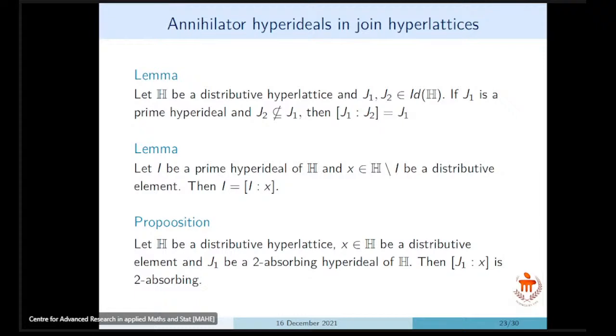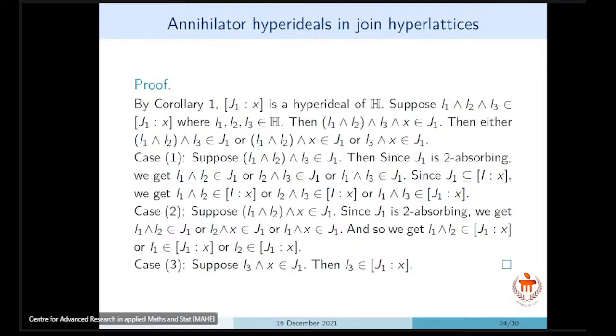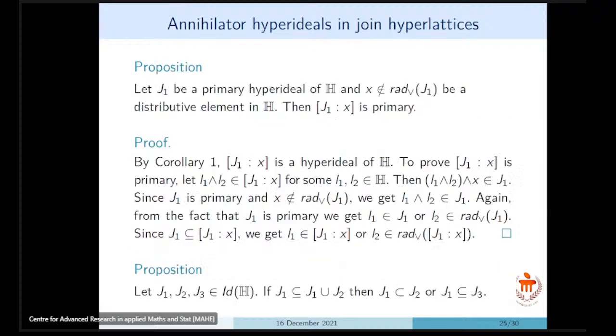Next, we will see that if X is a mean distributive element and J1 is a two-absorbing hyperideal, then the annihilator of J1 with respect to X will be a two-absorbing hyperideal. This is the proof of that theorem. Next, similar to the previous case, whenever J1 is a primary hyperideal and X is a mean distributive element not in the radical of J1, the annihilator of J1 with respect to X will be a primary hyperideal. So we have seen that the annihilator of a hyperideal preserves the two-absorbing and primary nature.